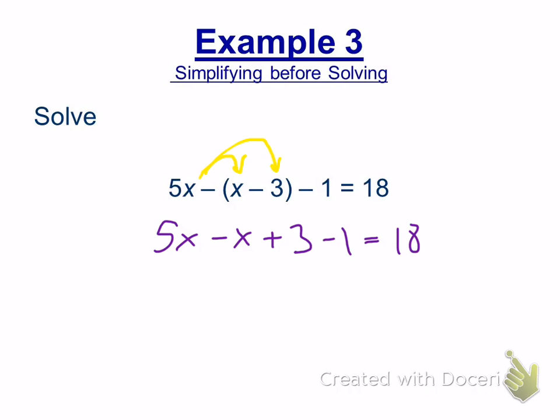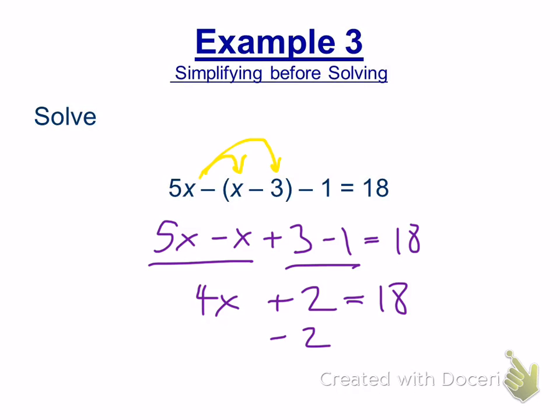I knew it. It's 4. So then we will 5x minus x is 4x. 3 minus 1 is positive 2 equals 18. Now we can subtract 2 from both sides. That gives us 4x equals 16, and divide by 4, you get x equals 4.